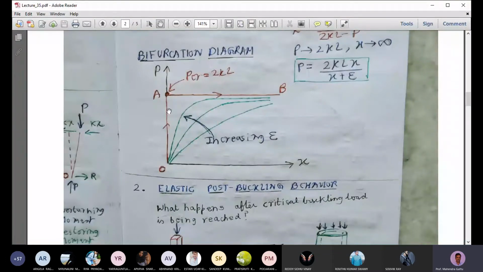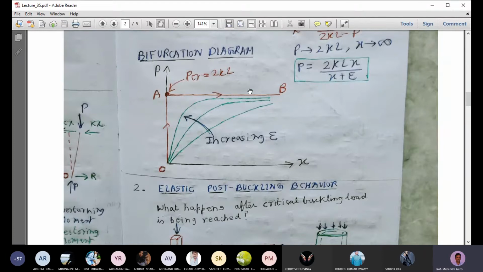And as P reaches P critical, there will be large deflections happening in that column. So for all the eccentricities, once P reaches around that ballpark of P critical, there will be large deflections. So here the deflection is large. The column will fail there.